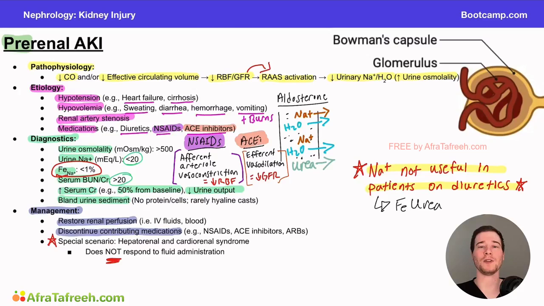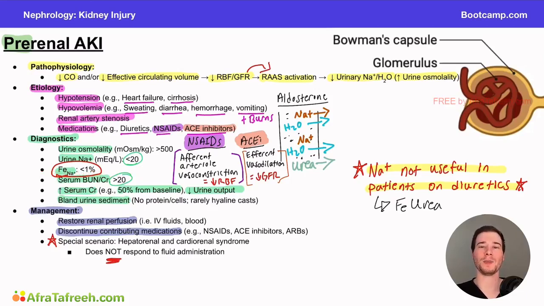So this is good to be mindful of because they can present this to you in a couple different ways, right? They can either ask for what kind of treatment option would you use in these patients. If it was a true prerenal AKI without one of these hepatorenal or cardiorenal syndromes, then fluids would be appropriate. If it was one of these conditions, they would not be appropriate.